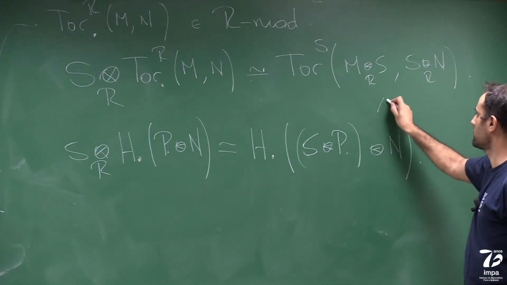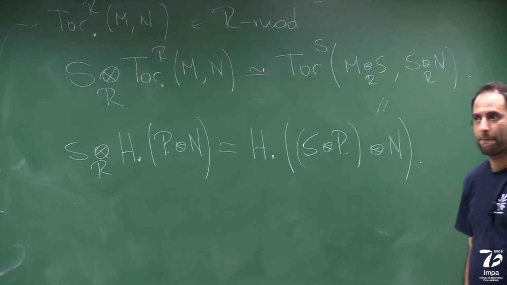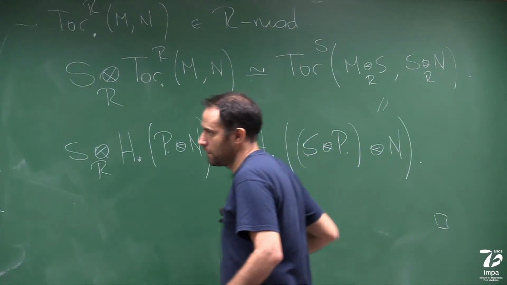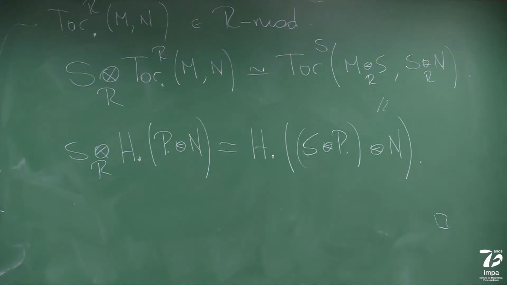And, well, that's just this by the lemma. Okay, so we have this: pullback under flat morphisms commutes with tensor product. So that's a nice geometric property.